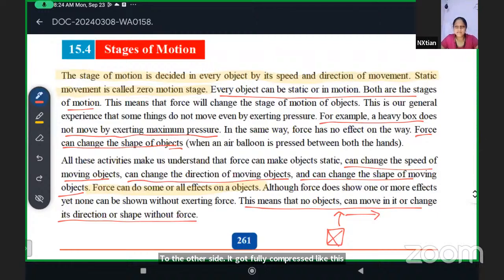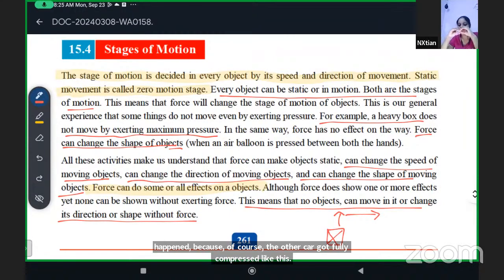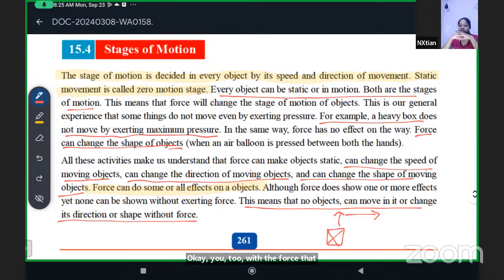That happened because of force. The other car got fully compressed like this. Due to the force with which the crash happened, so much force, that is why the other car was compressed. It happens. Yes. All right.